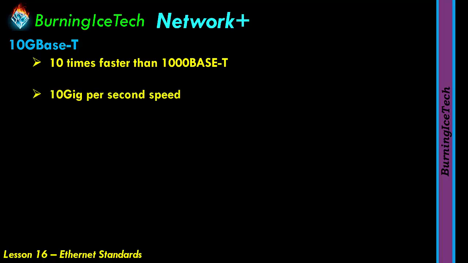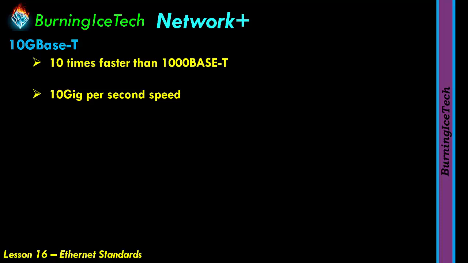Now, here, folks, we have the 10GBASE-T standard. This standard is once again 10 times faster than the previous standard, which was the 1000BASE-T. So this standard can go up to speeds of 10 gigabits per second. Wowza. Not a lot of companies are using this standard yet, but obviously that's going to be changing very quickly as we go forward. It would not surprise me at all if some companies have started switching over to this already. Absolutely would not surprise me.